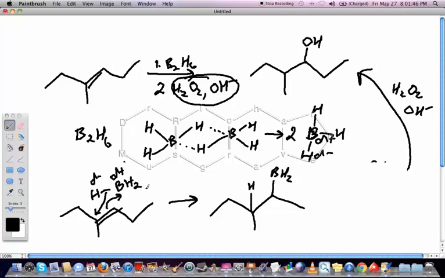Now on the test, I don't mind if you show it this way or you show it the way that I showed it earlier. I like the way I showed it earlier only because it really does show why the positive charge ends up here. The H minus ends up being attracted to the positive charge, and then the BH2 ends up going on the least substituted of those carbon atoms. Then the same thing can happen. We take the H2O2 and the OH minus and we can convert that into an alcohol.